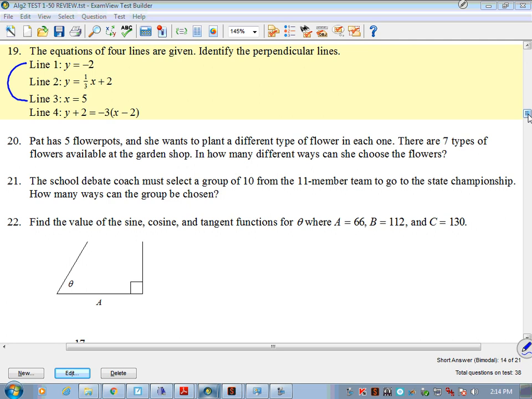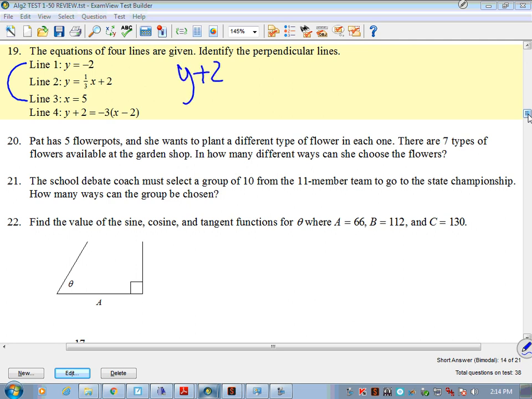Now, what we want to test is whether line 4 is perpendicular to line 2. What is the slope of line 2? 1/3. So what would be the opposite reciprocal slope to 1/3? Close. I heard 3, but that's not quite correct. Opposite reciprocal, -3. So what we want to see in line 4 is, does this equal -3?